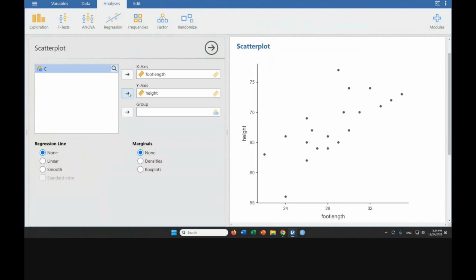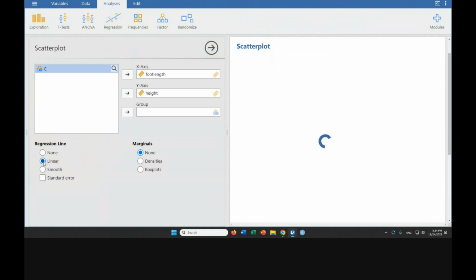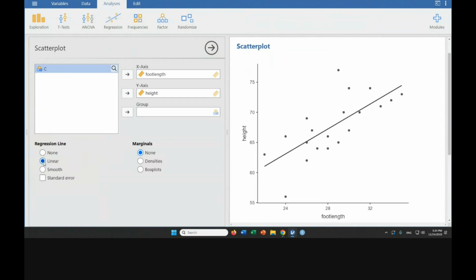All right. Do you want a regression line? Do you want the best least squares regression line? Do you see regression line, linear? Okay. Don't want the line? Hit none. That's it. That is it.